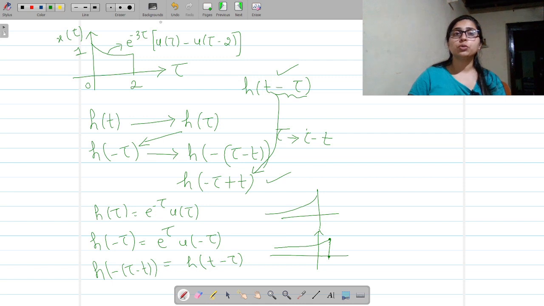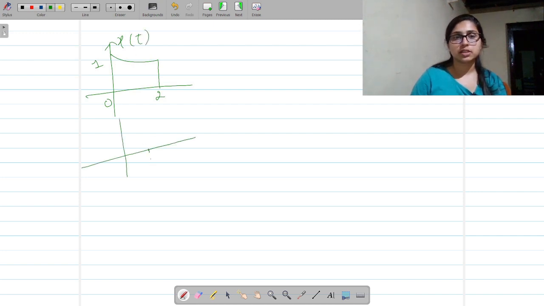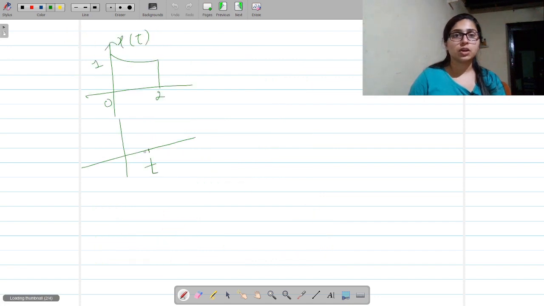So we got two signals. One is this 0 to 2, this is 1, this is x of tau. What is h of t minus tau? Here somewhere it is t, right? Why is it t? Because it was 0. So if I am shifting it towards right by t units, 0 plus t, so this becomes t. So now this is t. So here I am going to get like this. So this is my h of t minus tau.